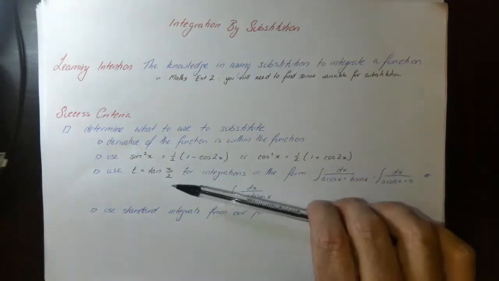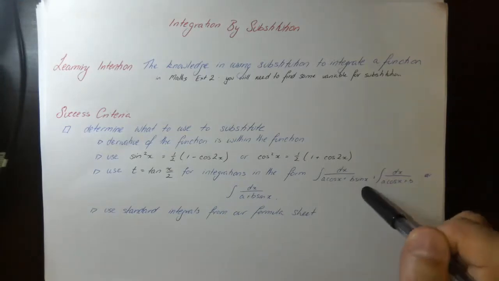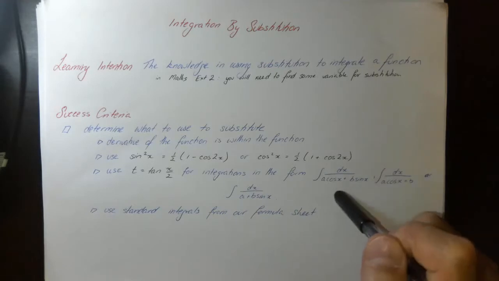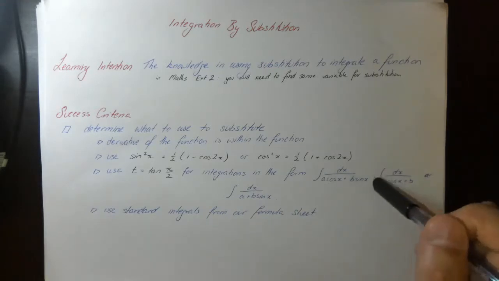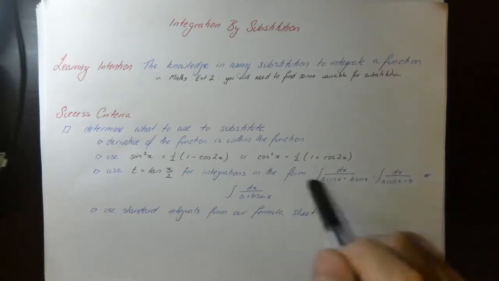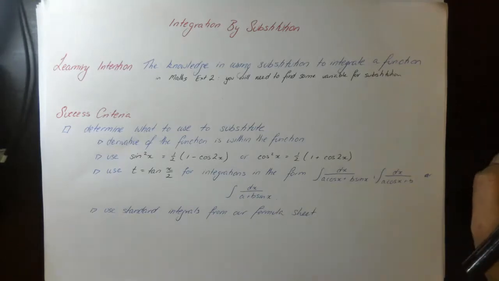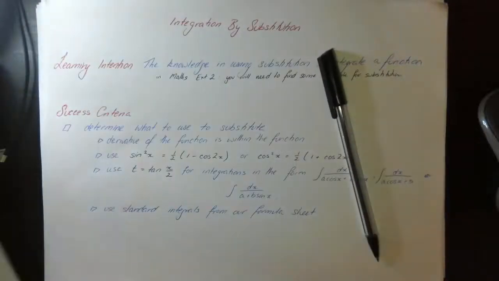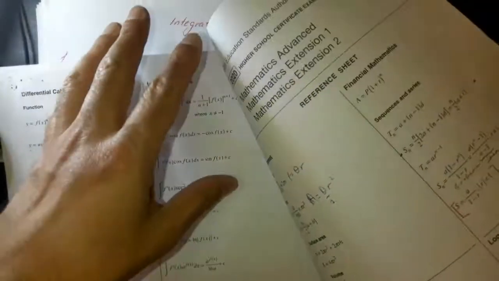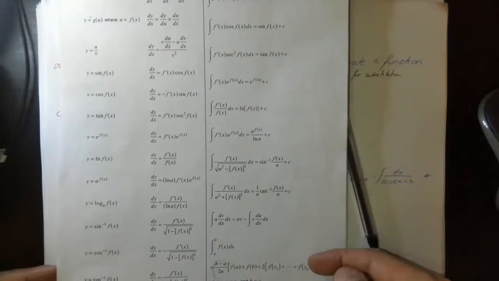Use the t formula, t equals tan x over 2, for integrals where you have a cos and a sine being added together, or a trig function, cos or sine, being added to a constant. That's when you're going to use tan x on 2. And then use standard integrals from our formula sheet, which are those listed on page 3 of our formula sheet, and they're all here.